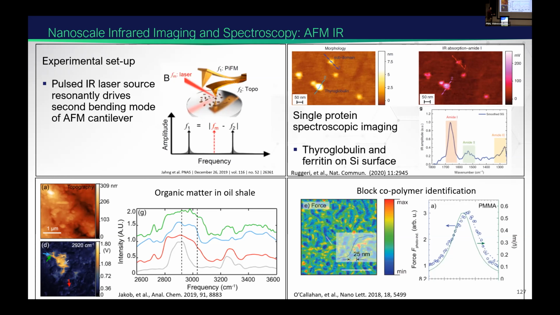This also has been very successful at imaging polymers and nanoplastics. So here's an example of a block copolymer, which is two different polymers joined together at the nanoscale, and we're able to image and identify what polymer is present. 25 nanometer spatial resolution.